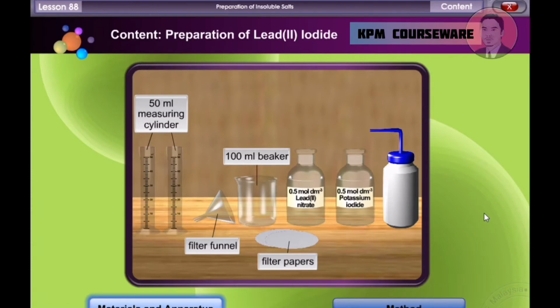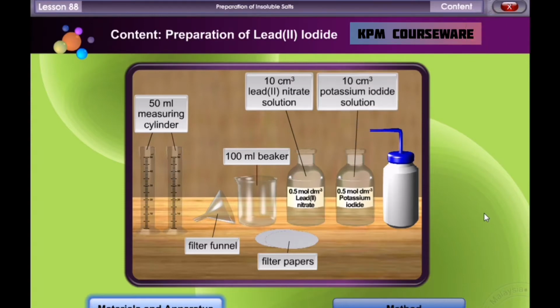The materials needed are 10 cubic centimeters of 0.5 mole per cubic decimeter lead(II) nitrate solution, 10 cubic centimeters of 0.5 mole per cubic decimeter potassium iodide solution, and distilled water. Let's take a look at how lead(II) iodide salt is prepared. Click on the Method button.